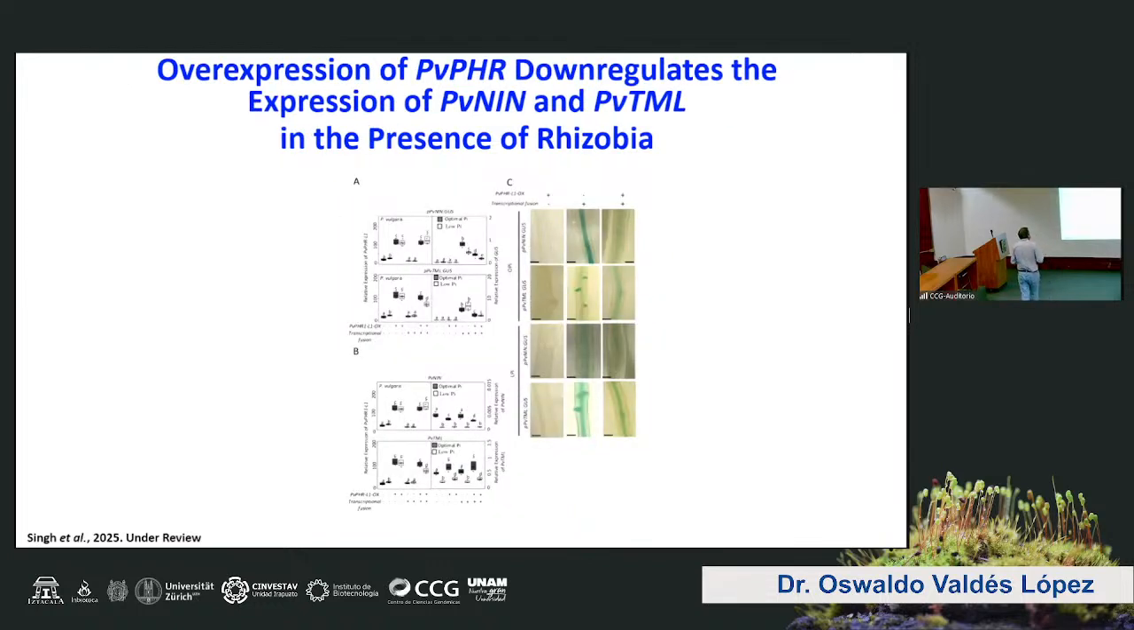So we did the same transactivation assay, but in the presence of rhizobia and in low phosphate condition. And we observed the opposite response. When we overexpress PHR, we observe a significant reduction of the activity of NIN and TML. So this data suggests that the transcriptional activity of PHR has to be highly regulated. Not only does overexpression have a positive impact, we are observing that it has a negative impact. This suggests also that the spatiotemporal activity of PHR has to be regulated to properly activate or regulate the expression of symbiotic genes.